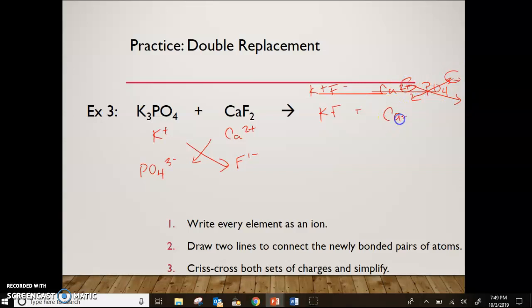Remember, I have Ca3, which is easy, but I have to put PO4 in parentheses and put a 2 on the outside. Oh, excuse me. So remember, predict your products and then balance.